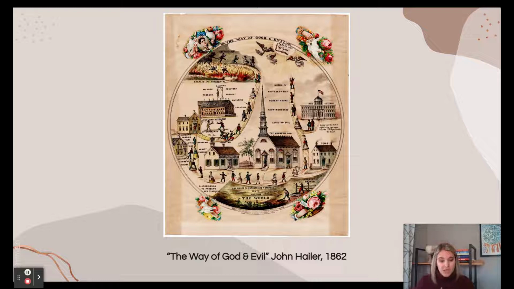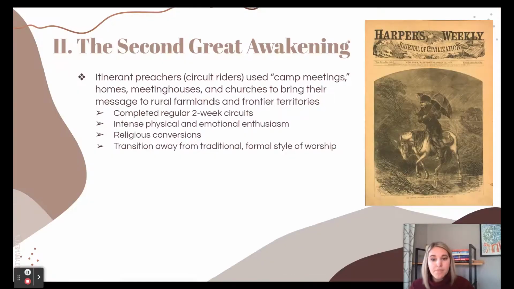So really focusing on some of these things that might elicit fear, talking about damnation, all of that would have been really common in the messages of the Second Great Awakening.